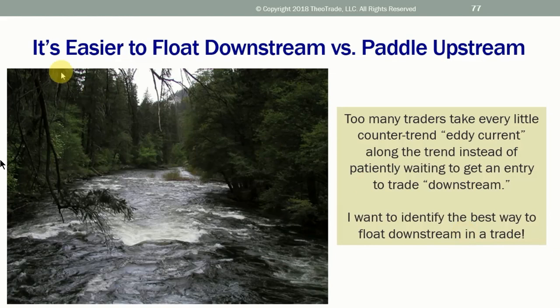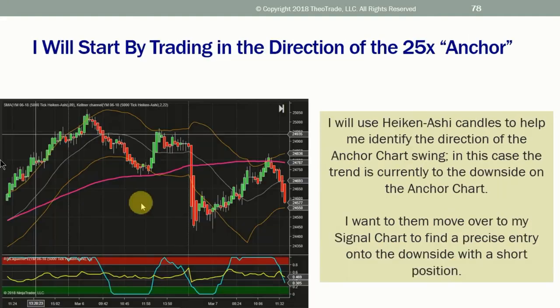So I think everybody would agree it's easier to float downstream versus paddle upstream. So if you're going to go somewhere in a canoe, you'd want to go downstream, right? You want to be put in upstream and then float downstream and be picked up downstream. I think everybody intuitively understands that. And this is what I want you to do when you're trading as well. You want to be going with the flow of the current, right? So I want to identify the best way to float downstream in a trade.